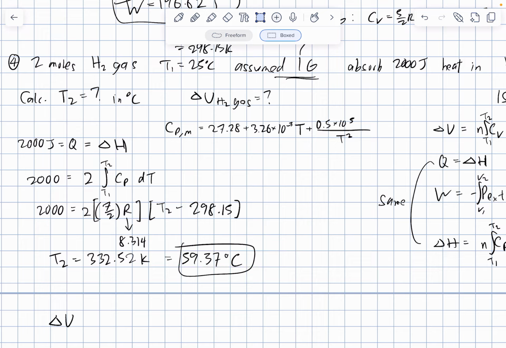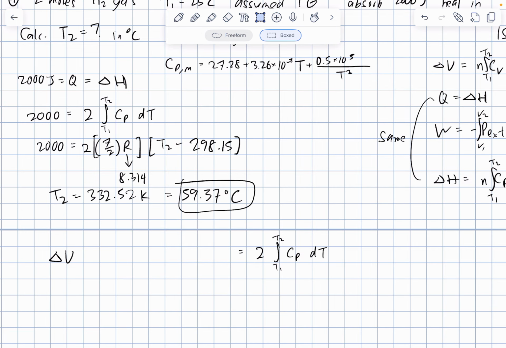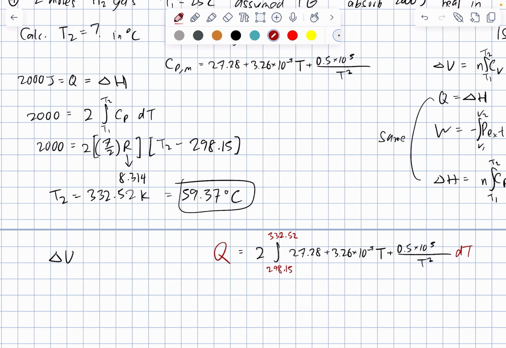This is what I did. Go back here. Let's assume that the Q is missing. We don't know, let's pretend that we don't know that it's 2000. Since we have T2, we put it here, 332.52, and then temperature 1 is 298.15. Our Cp is this entire thing, and then we put dt at the end.